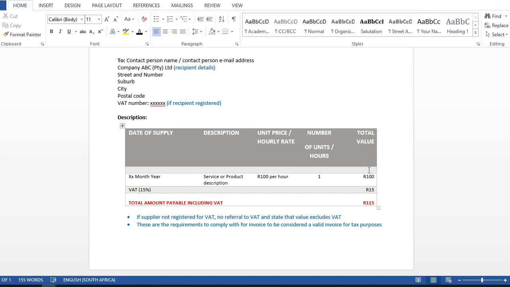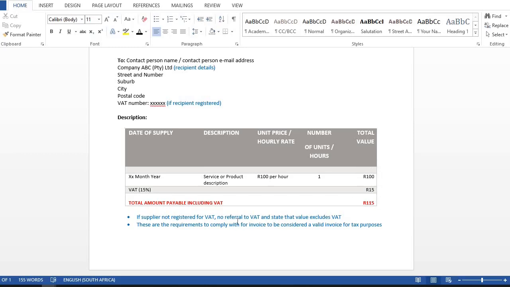And then when you are registered for VAT, you want to show here separately what the amount of the VAT is that is included in your product or service that you are selling, and you want to specify that it is including VAT and also the rate at which the VAT is included. And then you will basically show the value before VAT, the portion of the VAT, and then the total amount payable including the VAT.